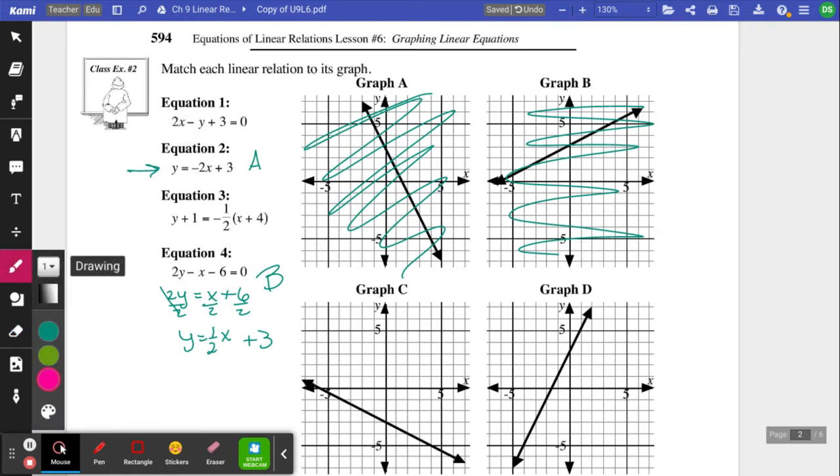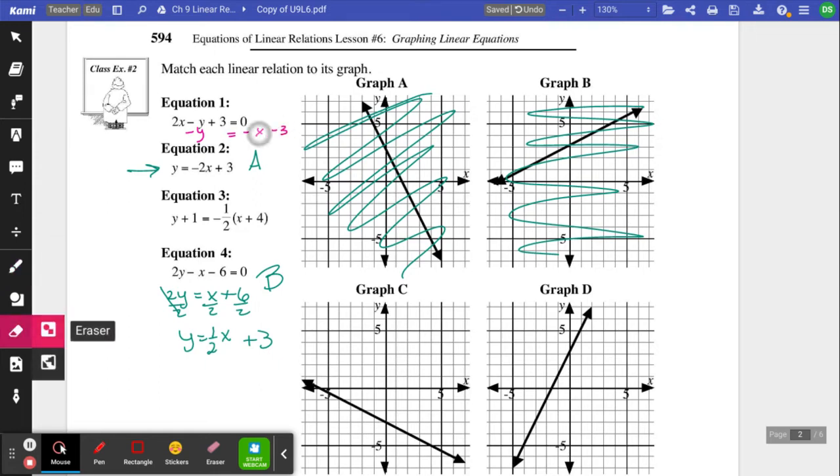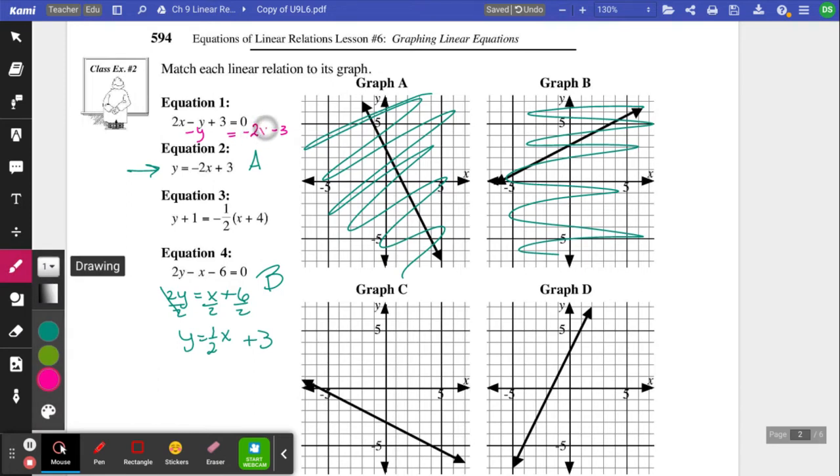If you're not confident, do this. Leave the y where it is. Move the 2x and the 3, right? You with me? Do you understand what I just did? Up here, I subtracted the 2x. I subtracted the 3, correct? And then divide by -1 or just change the signs. So here we go. Now, what is my slope? 2/1.